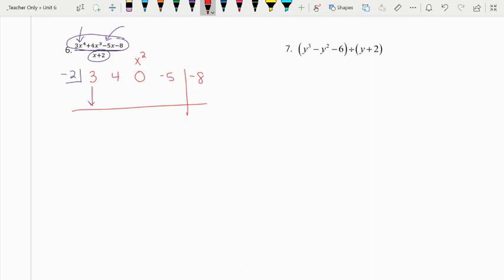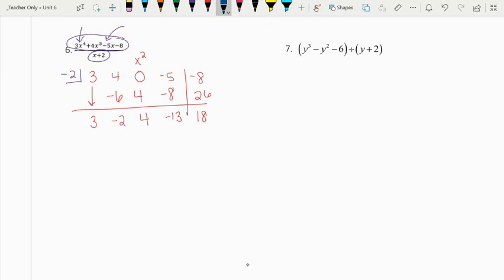So we're going to drop down our first number. We have 3. 3 times -2 is -6. So we get -2 when we add them. -2 times -2 is a +4. 0 plus 4 is 4. Then times -2, which is -8. Add these two, which gives me -13. Multiply to give me a +26. And then add these two to get 18.